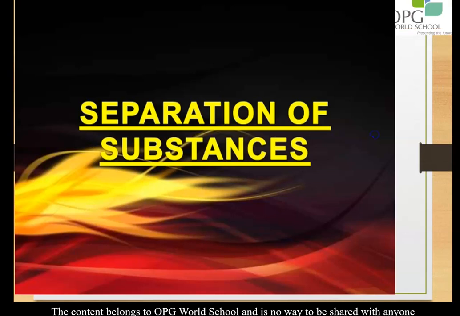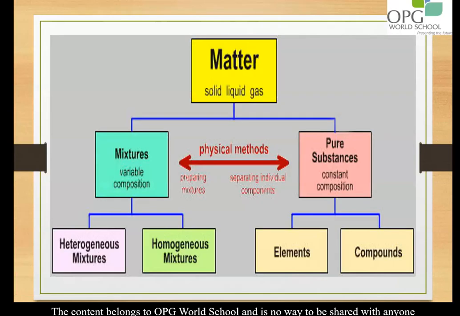So let us begin. Before we start the chapter, let us recap certain topics that we have covered. Matter is anything that has mass and occupies space. It is of three types: solid, liquid, and gas. Matter is broadly classified into two types: mixtures and pure substances. Mixtures have variable compositions and are of two types: heterogeneous and homogeneous. Pure substances have a constant composition and they are of two types: elements and compounds.